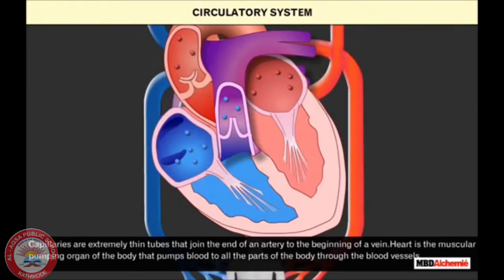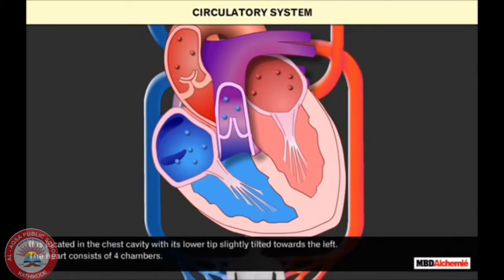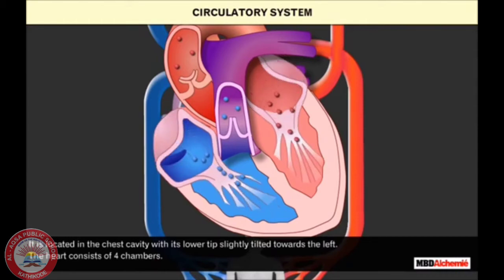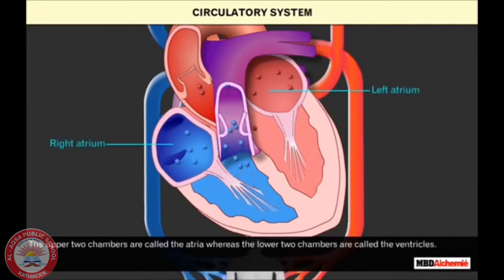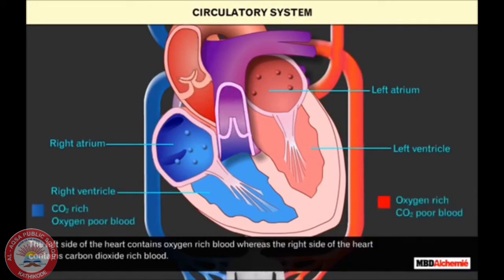Heart is the muscular pumping organ of the body that pumps blood to all parts of the body through the blood vessels. It is located in the chest cavity with its lower tip slightly tilted towards the left. The heart consists of 4 chambers. The upper 2 chambers are known as the atrium and the lower 2 chambers are called the ventricles.